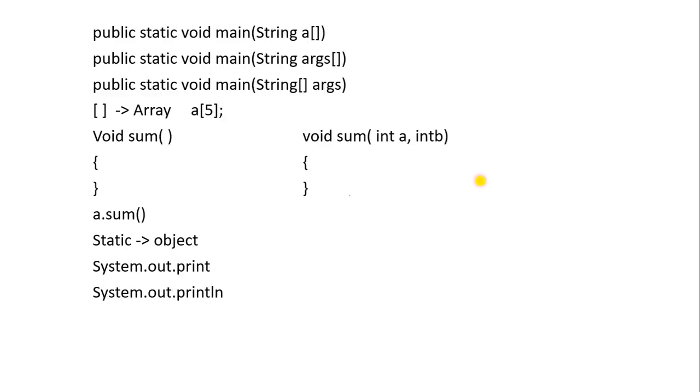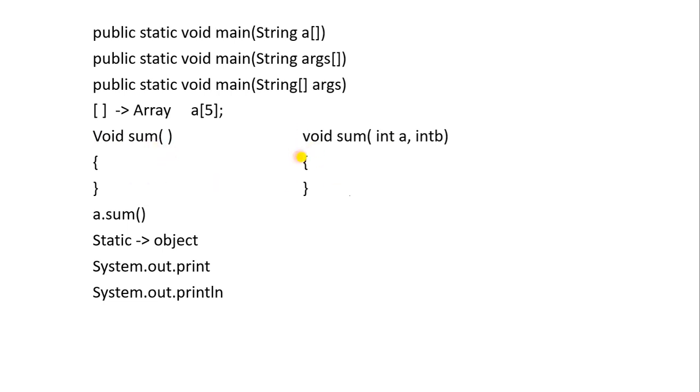See here, we can write the method like this also and like this also. So sum is the method name and its return type is void. Void is nothing but the no return type. It defines no return type. In that, no arguments we have passed. This also is one method.